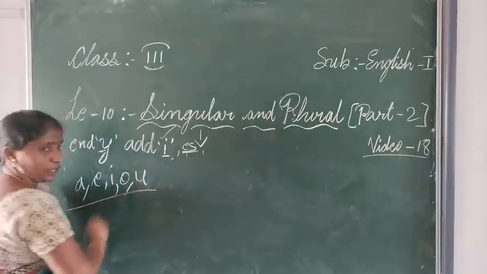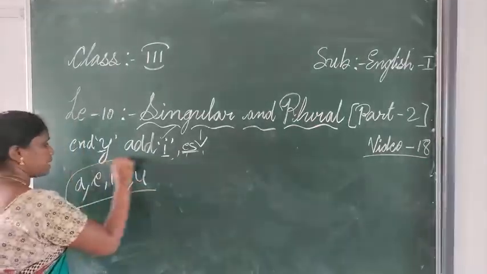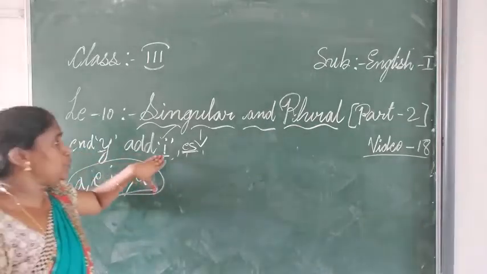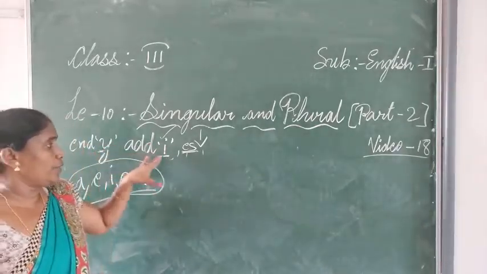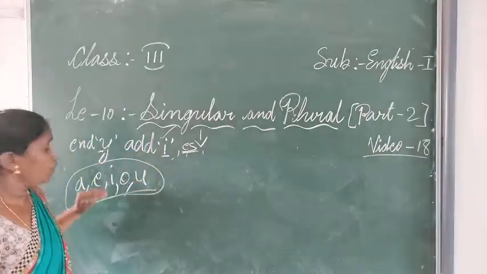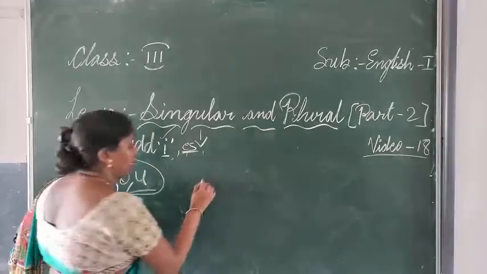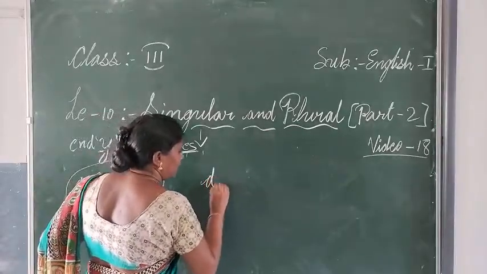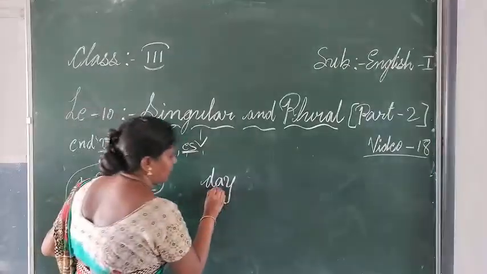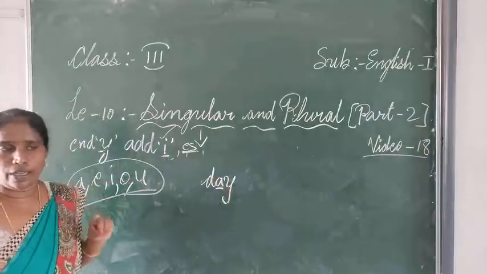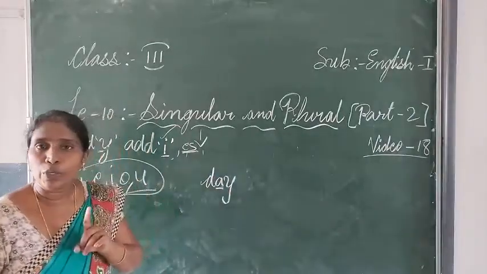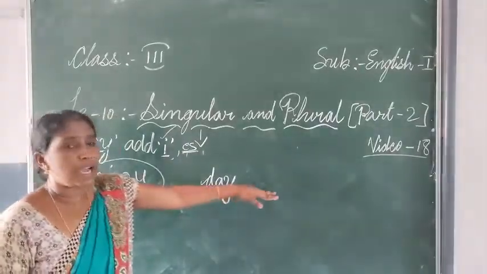These are the vowels. We know very well. This we call vowels. So what they are telling is, when there is a vowel before the y, we need not change the y. Suppose, like day, D-A-Y, day. And before the y, what is there? A. A is a vowel. If the vowel is there before the y, then we need not change y into I here.